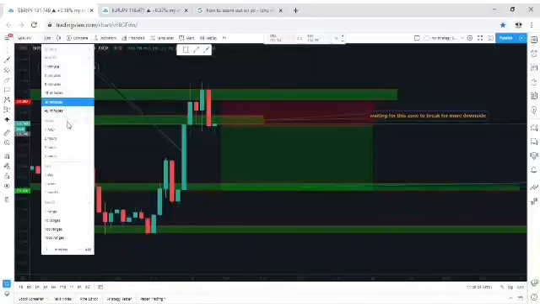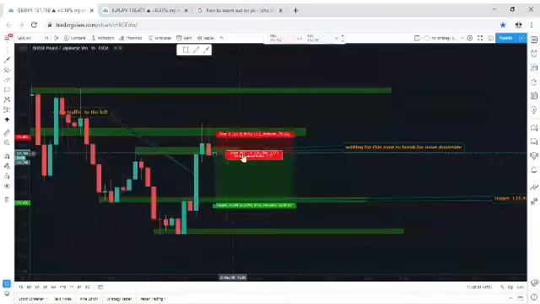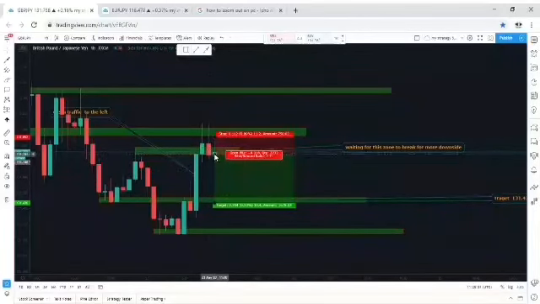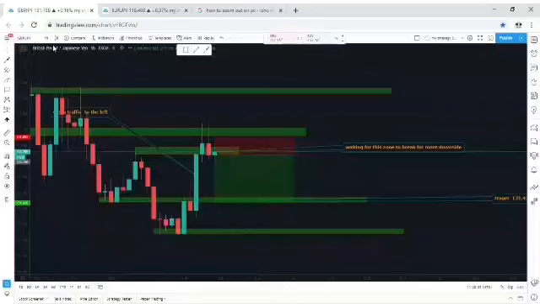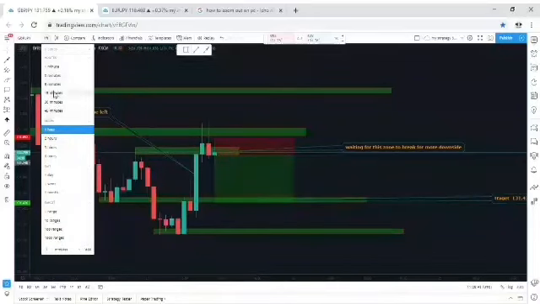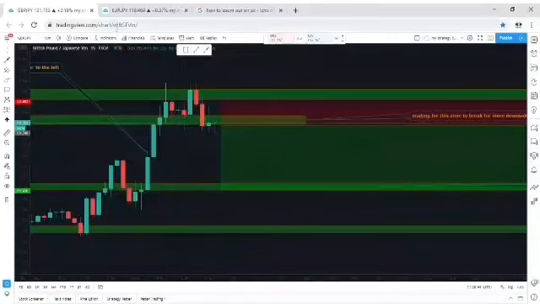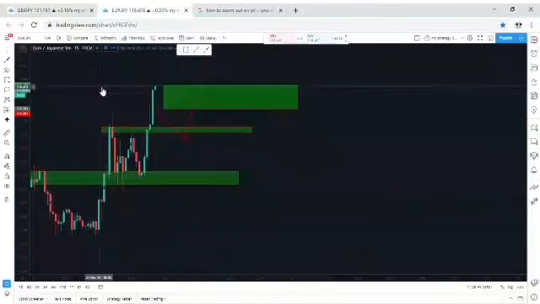Let's look at the 1 hour. The previous 1 hour closed bearish as well. So there's high probability for this one to go bearish. Yeah, it makes sense. The analysis makes sense.